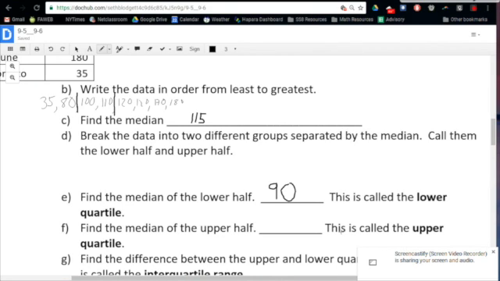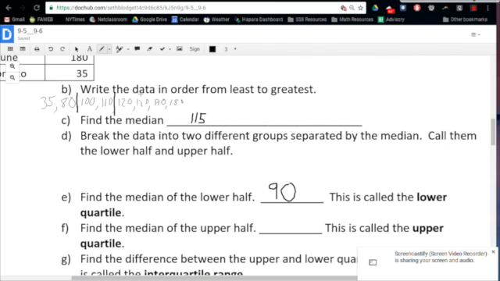All right, so I write that in there. The median of the lower half is 90. That's called the lower quartile. So that lower quartile is right there. It basically is showing me a quarter. A quartile means it's basically a quarter of the data is on the left-hand side. Another quarter of the data is here up to my median.